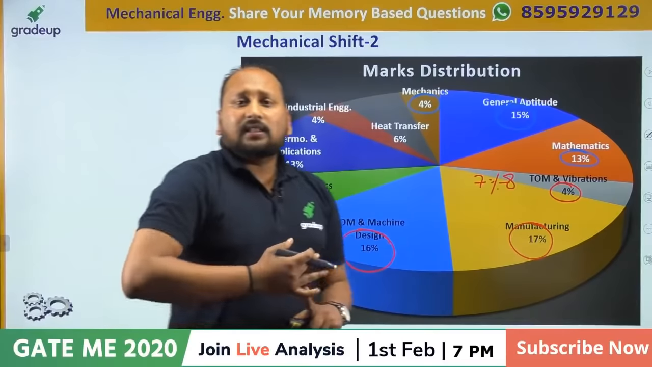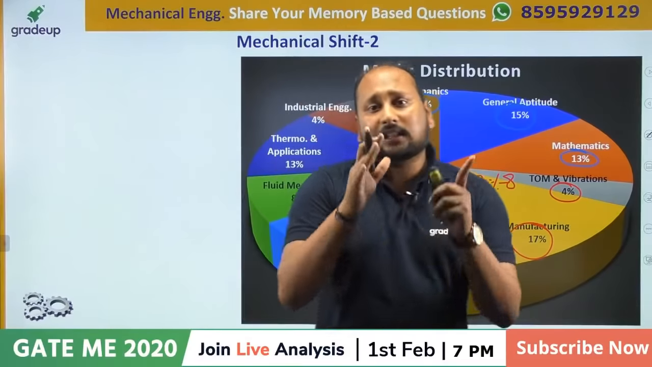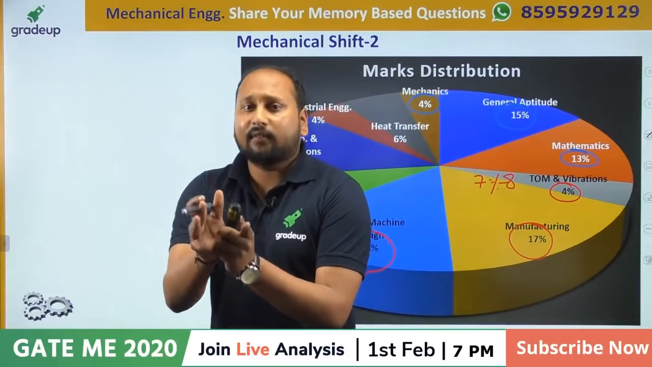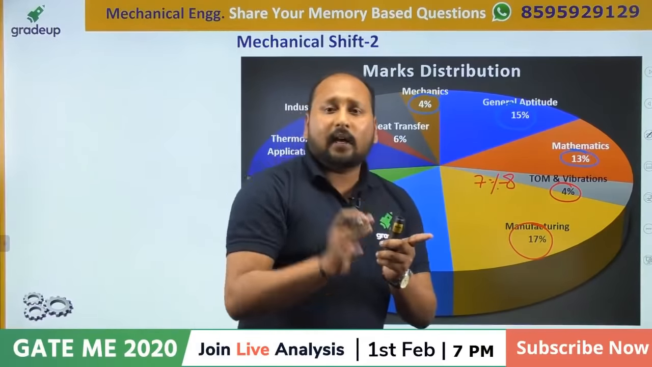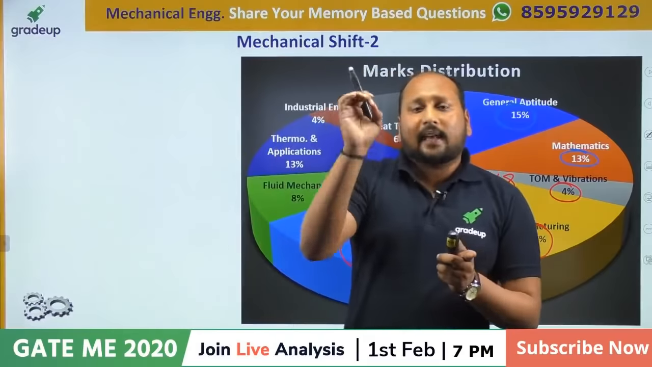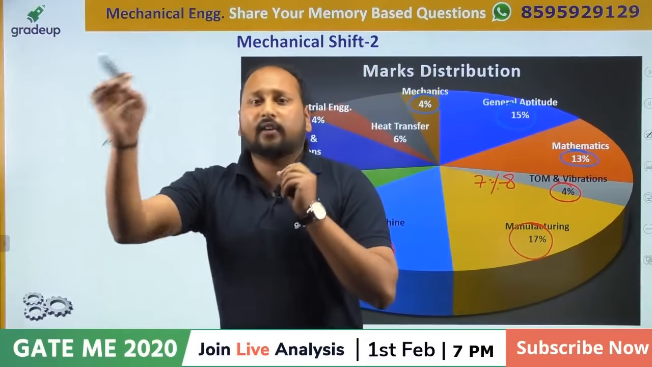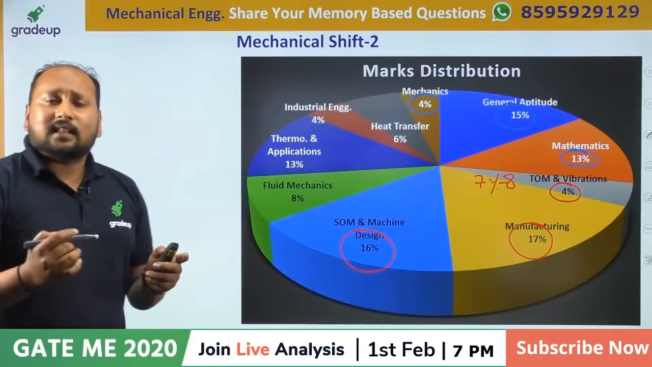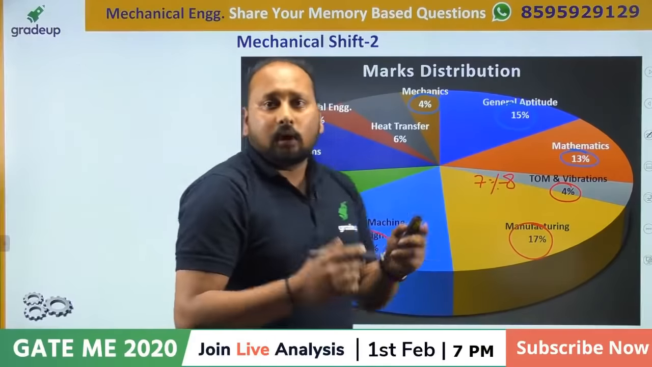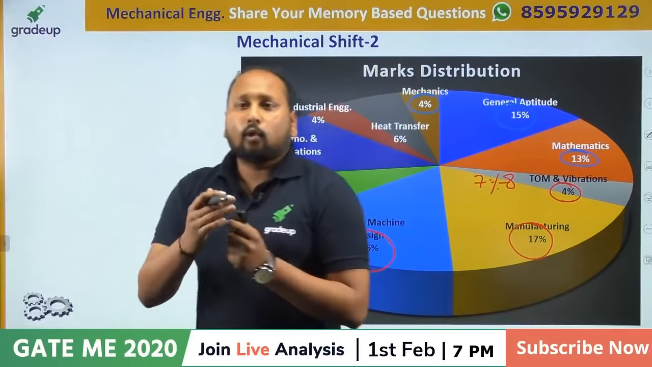Clear? Shift 1 is difficult? No, we cannot say that, because the Shift 2 portion is also difficult. We cannot directly comment that Shift 1 is difficult. If I say both papers, the 2020 GATE mechanical paper is moderate to difficult. If you generalize, Shift 2 was easy, but if I compare Shift 1 and Shift 2, more NAT type problems were there.